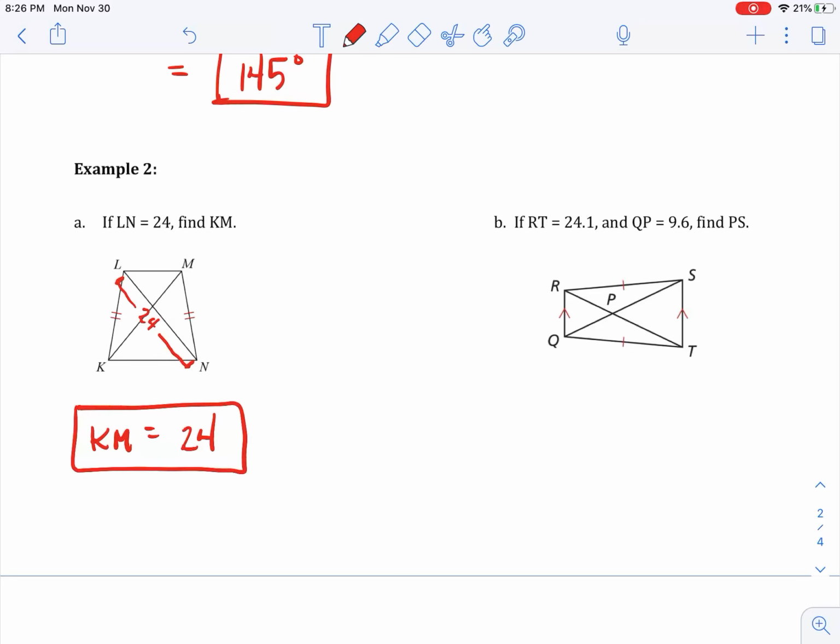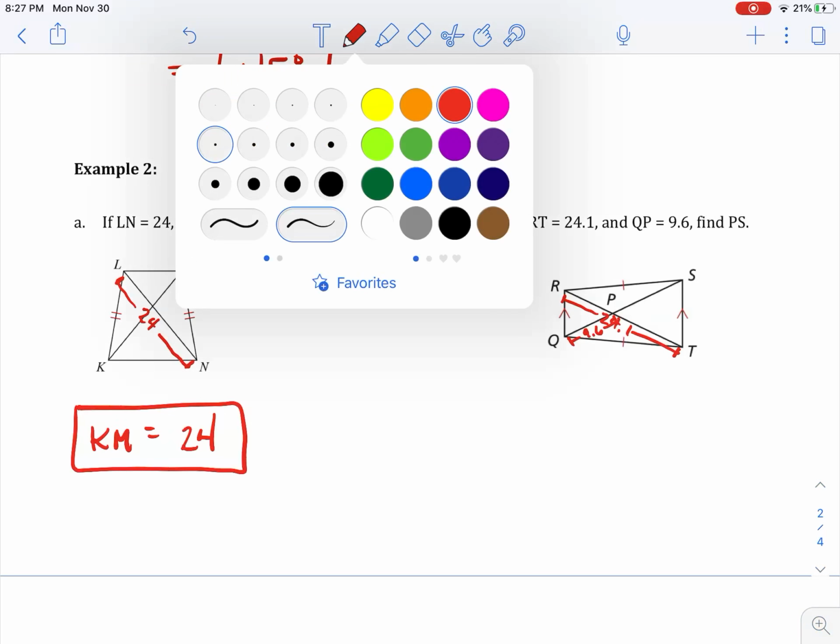The diagonals are congruent, so they're both 24. To make it a little more complicated, we could look at something like example 2B. So RT is 24.1. So if we go and put that on the picture, RT is 24.1. And then they're telling you QP is 9.6. So from Q to P, I have 9.6, which is getting a little messy in here. Well, half a diagonal is never going to be equal to a whole diagonal. So obviously 9.6 doesn't equal 24.1.